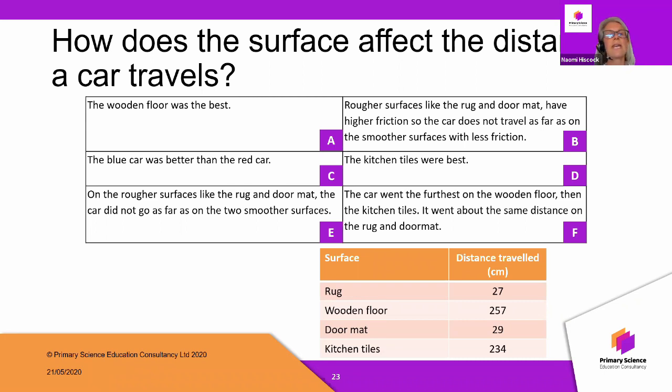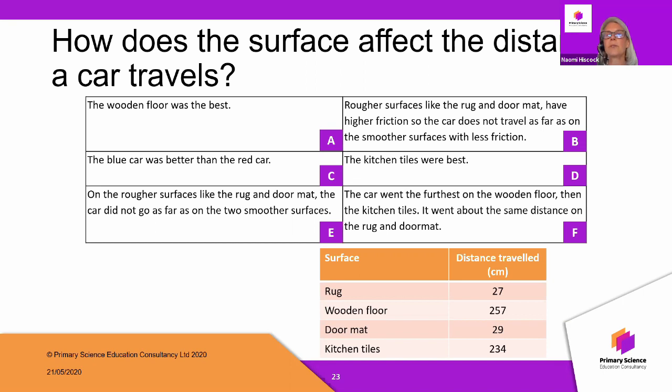When we get onto E, which I would put as the next one: on the rougher surface like the rug and the doormat, the car did not go as far as on the other two. So again, we're talking about all the results and we're starting to include some sort of subject knowledge, a little bit of an explanation there, because it's that roughness of the surface. So there's an extra bit of thinking, not just purely looking at the data.